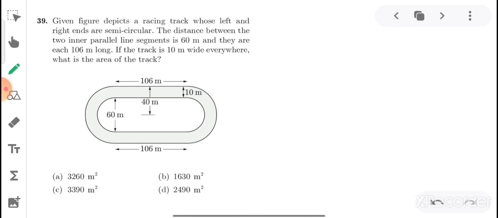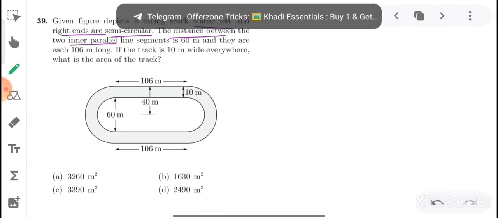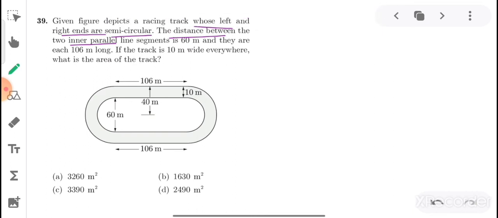What is given in this question? Racing track whose left and right ends are semicircles. The distance between the two inner parallel line segments is 60 centimeter, that is given in the figure. If the track is 10 meter wide everywhere, what is the area of the track? We have to calculate the area of the shaded region. This is a rectangular region and these two are half circles. Just take the area of the inner region and outer region and subtract them, you get the area of the shaded region.